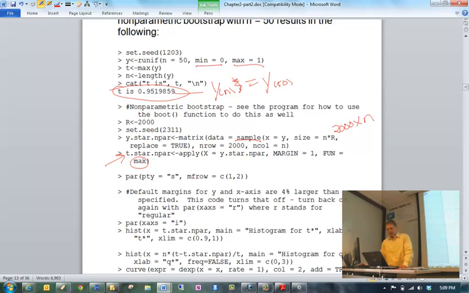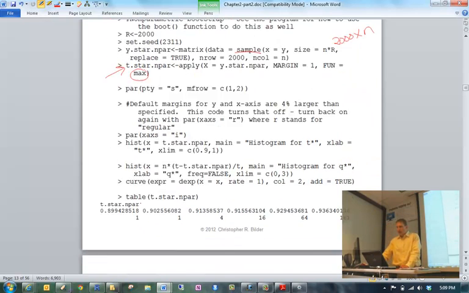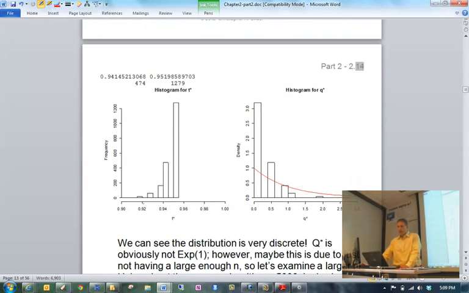Let's do some plots. First, I want to do a histogram of these T stars. Remember, T stars are equivalent, you could say, to the nth order statistic star, like y sub n star. So look on the left-hand side here. This is the distribution of T star. It is very, very discrete. Now, intuitively, hopefully you understand why this occurs. Because we have 50 possible values for the y's, I'm always taking the largest of those values.